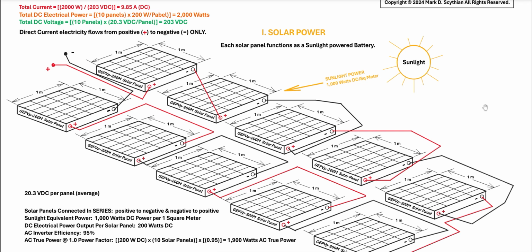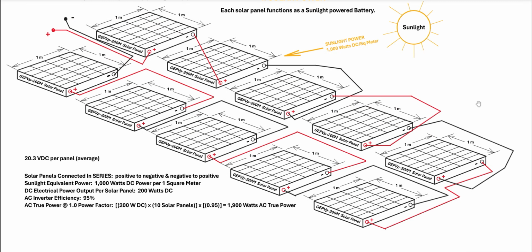So assume we have 10 solar panels connected together in series, and that means we're wiring the direct current that discharges out of the solar panel with respect to positive to negative and then negative to positive. So series circuits, they maintain a constant current while accumulating or having the ability to adjust or vary the voltage.